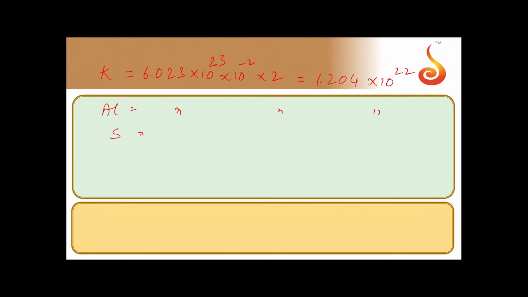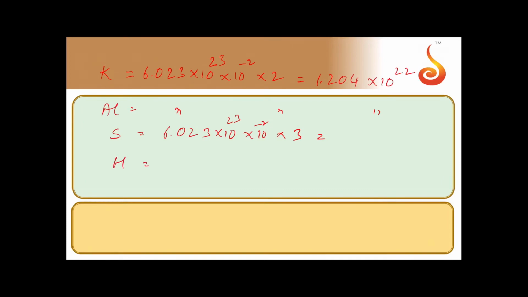Then comes the number of sulfur atoms. Sulfur atoms are in SO4 taken thrice, so we get 3 atoms of sulfur. So the number of sulfur atoms is equal to again 6.023 into 10 to the power of 23 into 10 to the power of minus 2 moles. Now it is SO4 taken thrice, sulfate ions are altogether 3 in number, so into 3. Then coming towards oxygen atoms.